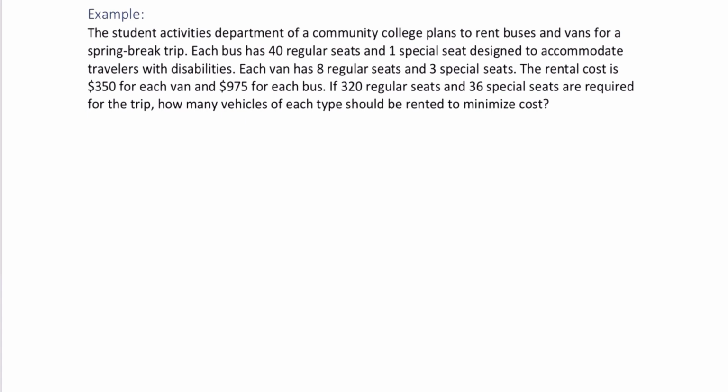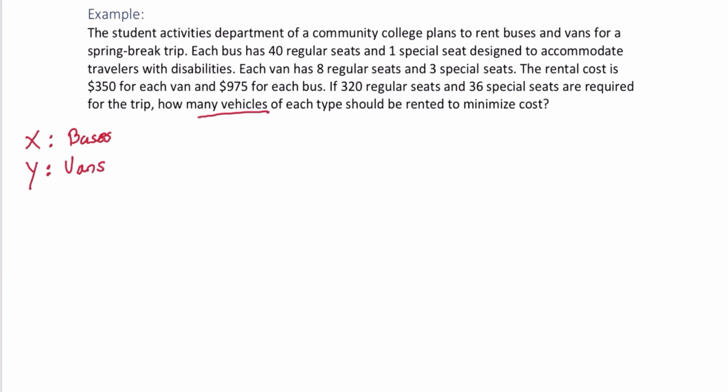Step 1, let's label the unknowns. And that is, how many vehicles do we need? So the number of buses and vans. Since we're ultimately going to be doing some graphing, let's use x's and y's. So let's let x be the number of buses, and we can let y be the number of vans.